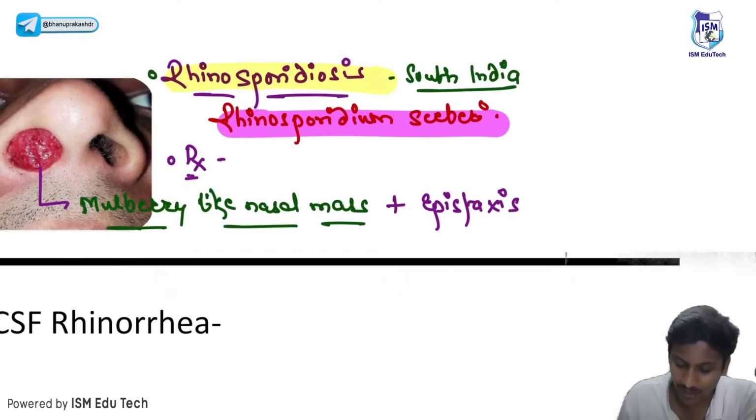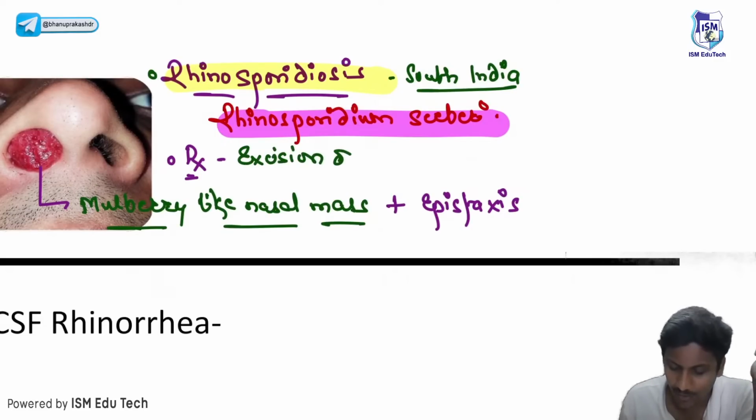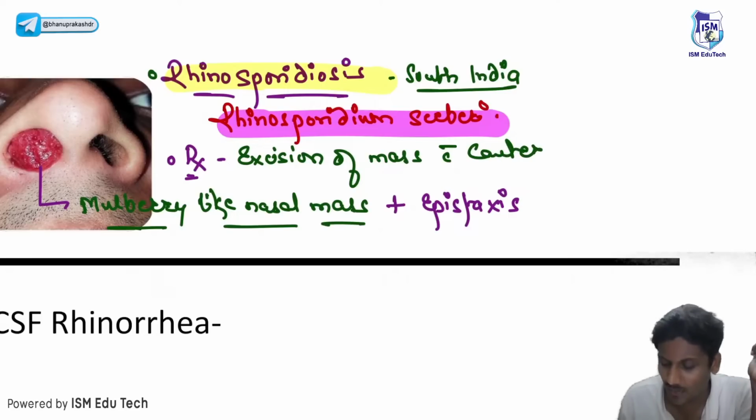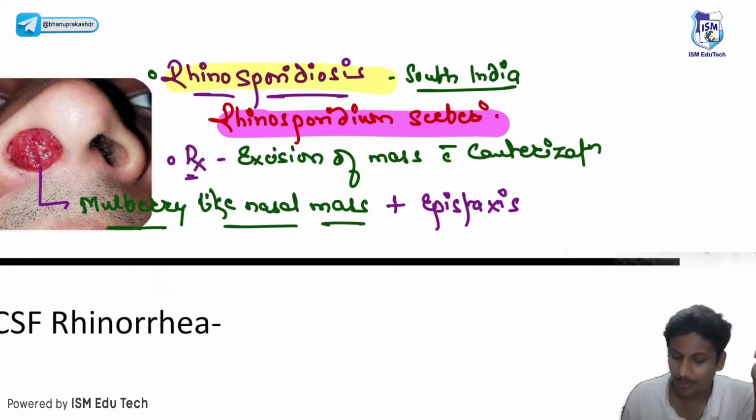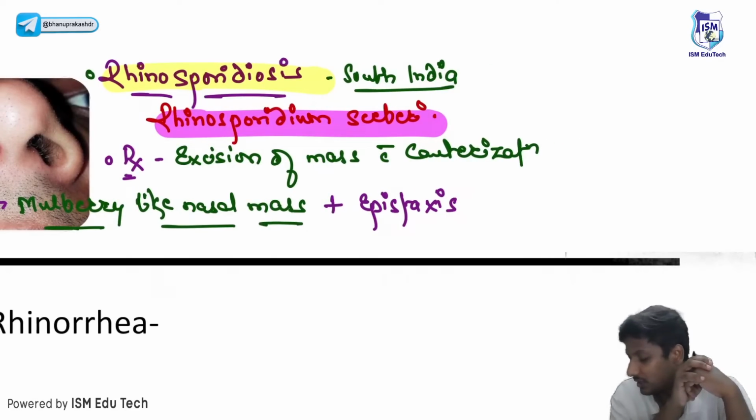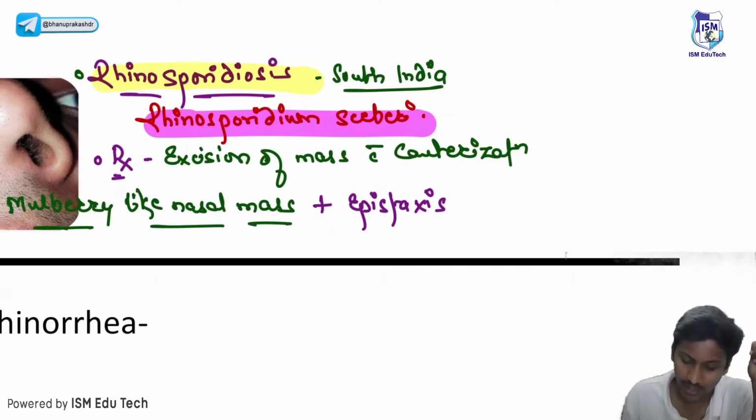Treatment will be what? Treatment is excision of the mass. Definitely, we need to excise the mass. Treatment is excision of the mass with cauterization of the base. Can anybody tell me what is the drug to prevent recurrence? Because recurrence is very common in this condition. Very good. Excision of the mass with cauterization has to be done in this condition.